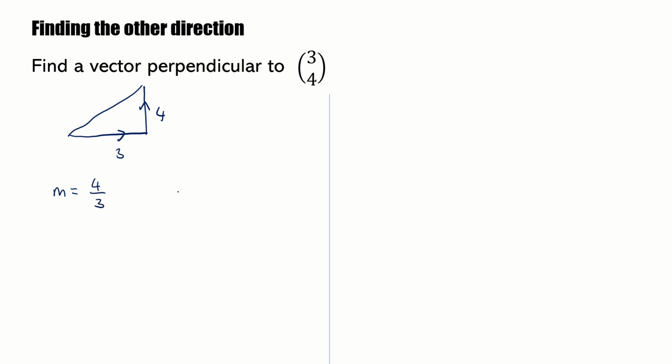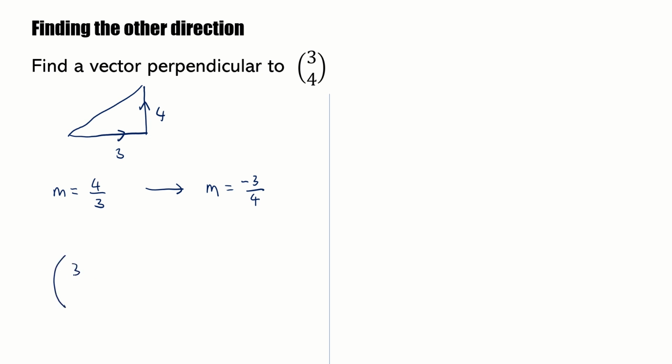You should also be aware that a perpendicular gradient is always just a negative reciprocal, so the perpendicular gradient to this would just be minus 3/4. So what you might notice is we've taken the 2 numbers in the fractions, switched them around, and multiplied one of them by -1. So the same thing can be done to a vector.